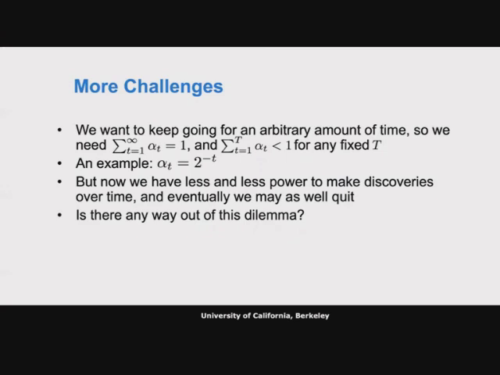So I could do alpha of t equal to 2 to the minus t, and that sums, that never gets to be bigger than 1, right? And so I could just keep going for a while. The problem here is that eventually the alphas get really, really tiny, and I have to have a really, really, really small p-value to make a discovery. So this is not seeming like it's working either. All right, so you might say we're sunk here. And really, it's interesting that it took some decades for people to realize that you're not sunk here. There's actually a way out of this.